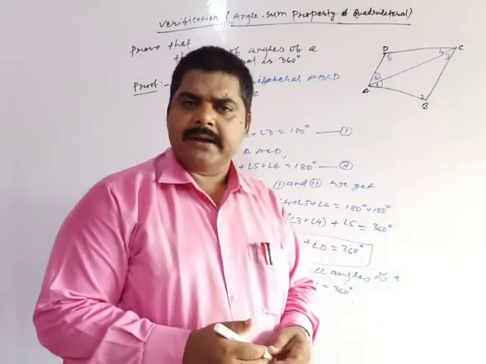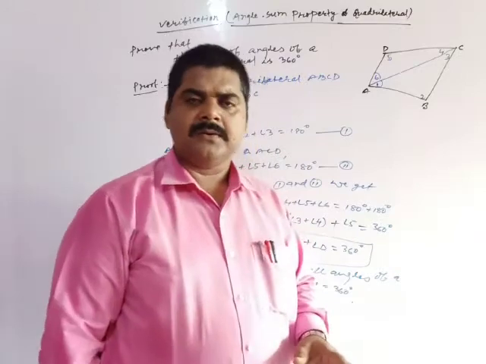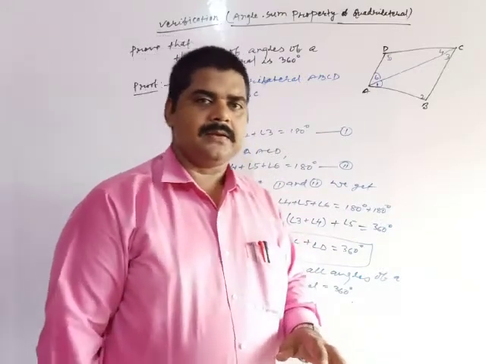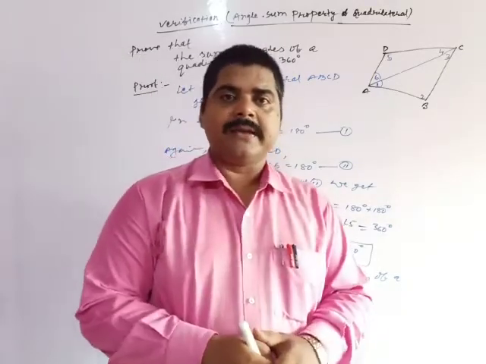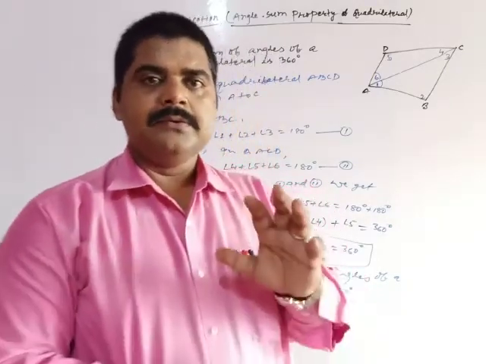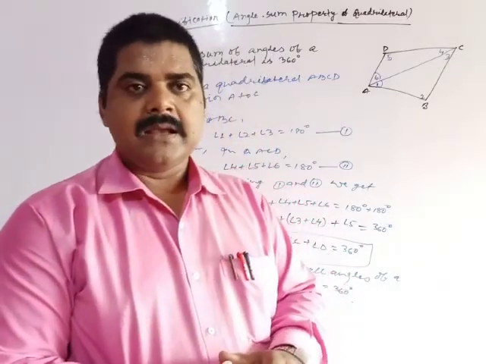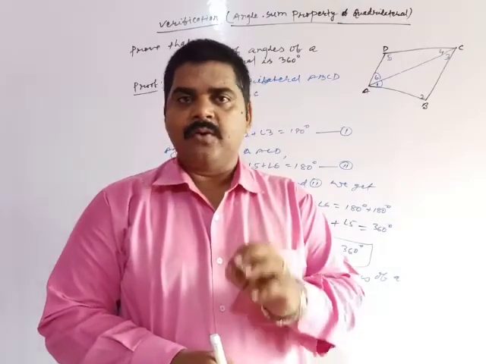Hope you understand the angle sum property and its verification very well, and also you understand in this session that by the angle sum property, any polygon can have its properties derived with the help of triangles, and for this purpose you need to draw the diagonals.